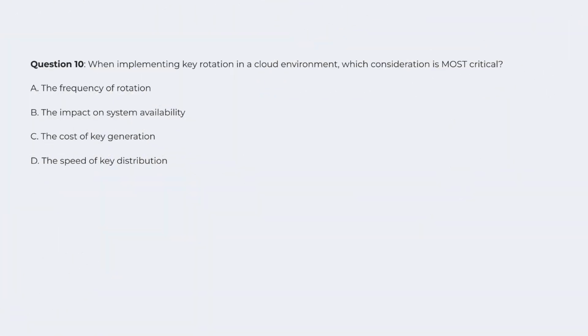Question 10. When implementing key rotation in a cloud environment, which consideration is most critical? A. The frequency of rotation. B. The impact on system availability. C. The cost of key generation. D. The speed of key distribution.